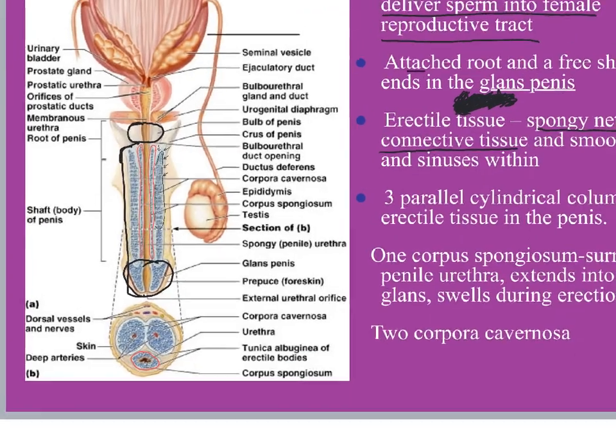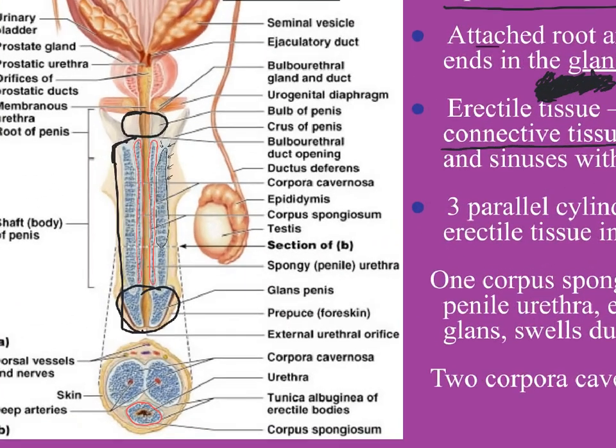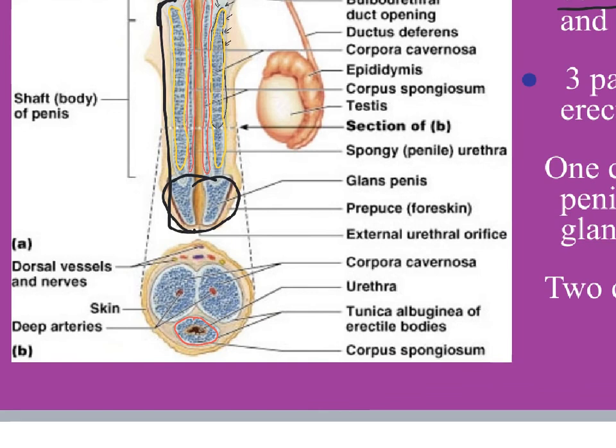So there's 1 corpus spongiosum and 2 corpora cavernosa. Those are the other erectile tissues, and I'll outline those in yellow. So corpora cavernosa, they're actually located dorsally. Let's look at it in cross-section. Okay, so here would be corpora cavernosa, and so would there.